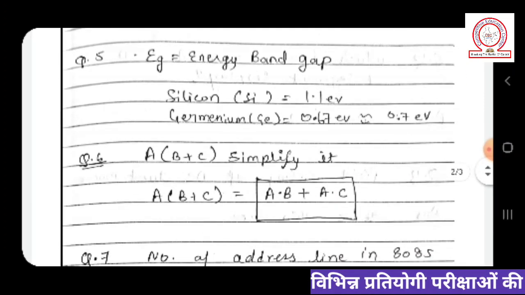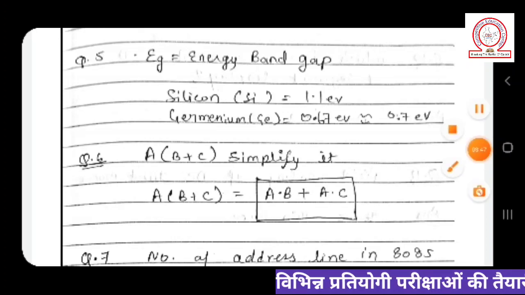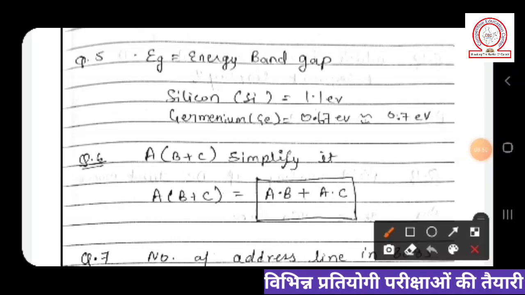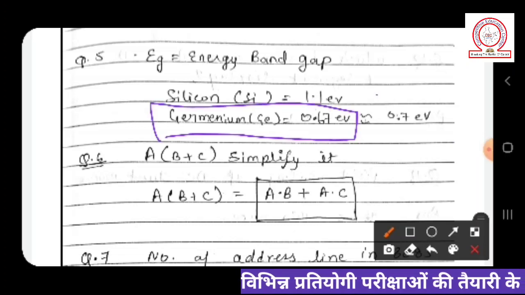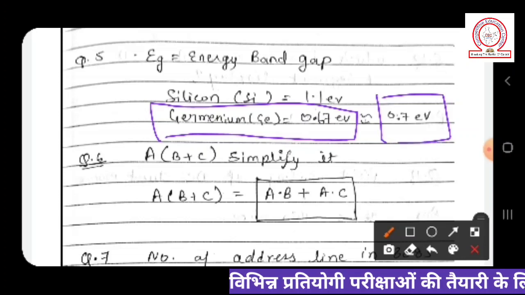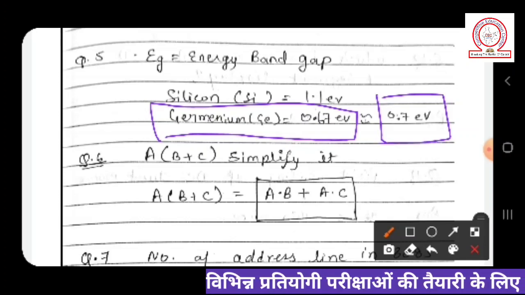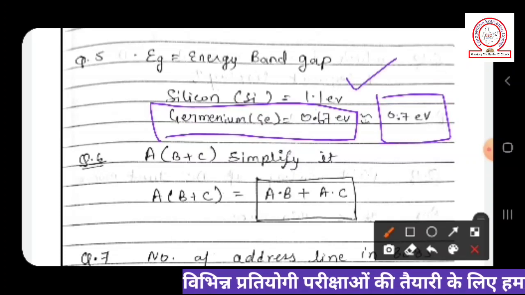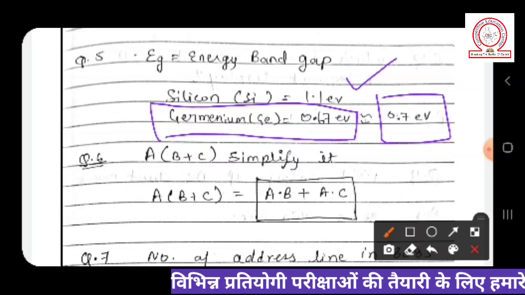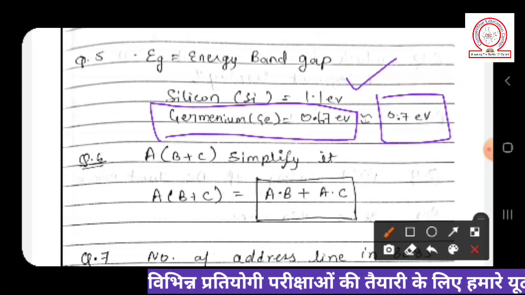Then question number 5 was about energy band gap. The question was the energy band gap of germanium. The energy band gap of germanium is 0.67 electron volt, or you can take it as approximately 0.7 volt. But for the upcoming exam, you can also prepare the energy band gap of silicon, which is 1.1 electron volt. So focus on this also and remember this. This time it has come for germanium, next time it might come for silicon.